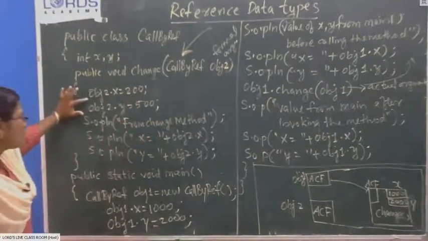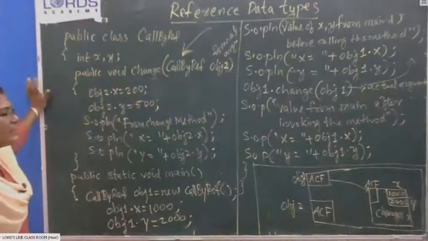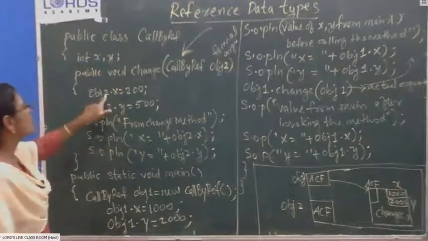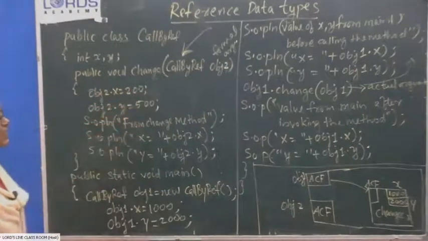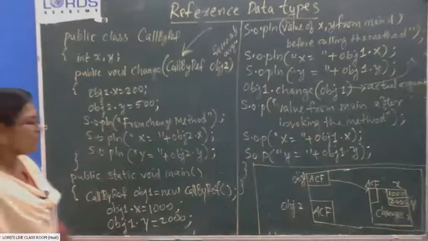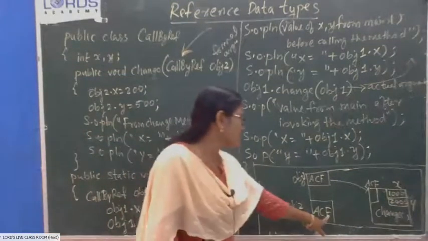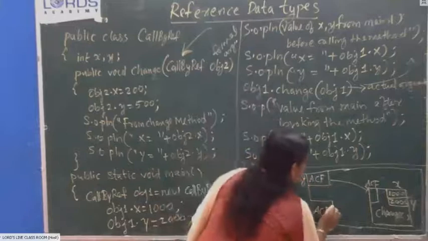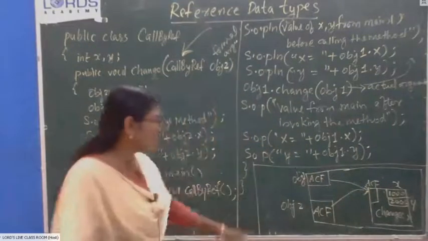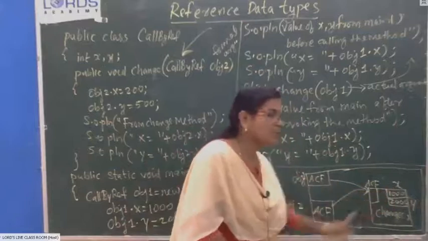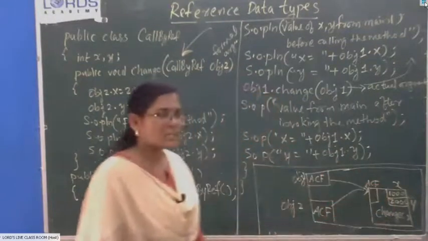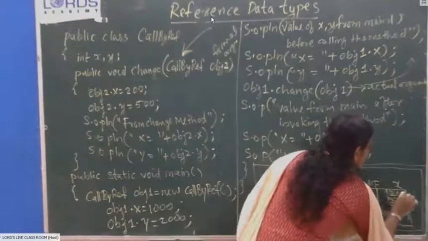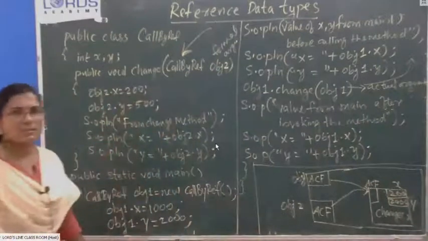So here look at object 2 dot x equal to 200. What we have done? An assignment statement is given. Object 2 is a reference, pointing to the same memory location. Object 2 dot x, we are going to the same location in the memory. Here the value is changed to 200.